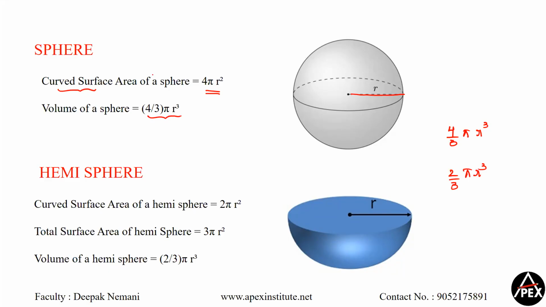Now the sphere's curved surface area is 4 pi r square. So the hemisphere's curved surface area will be half of that, 2 pi r square. But a solid hemisphere will be having this flat surface as well. So we will be having total surface area in the case of a hemisphere. It will be 2 pi r square, the curved surface area, plus you can see a circle here with radius r. What will be the area of this cross section? Pi r square. So the total surface area of a hemisphere will be 3 pi r square. Clear, guys?